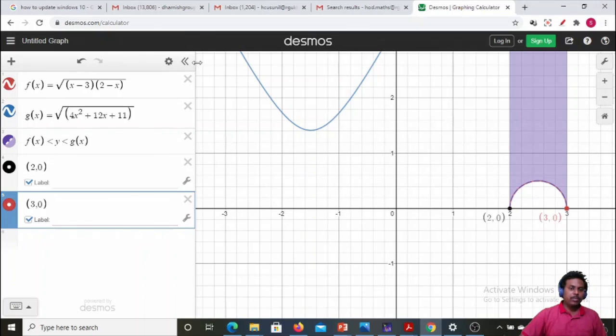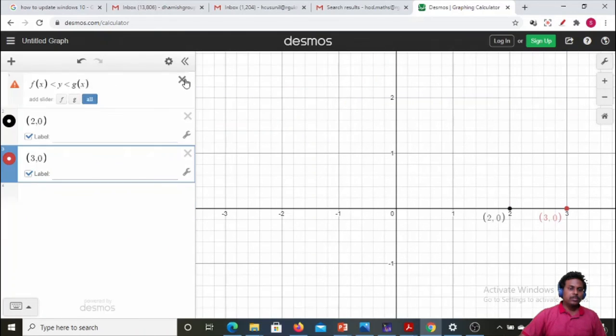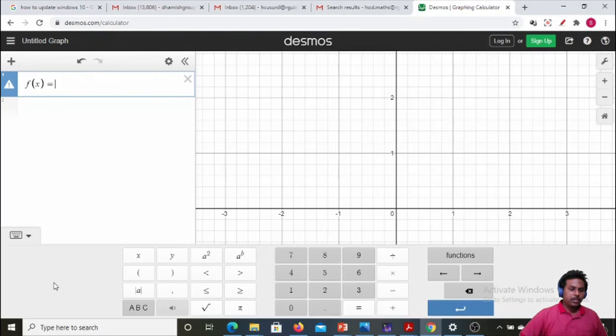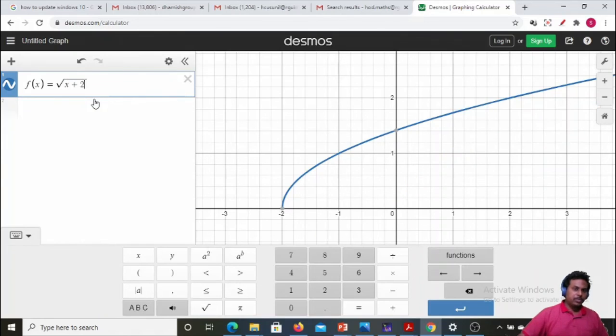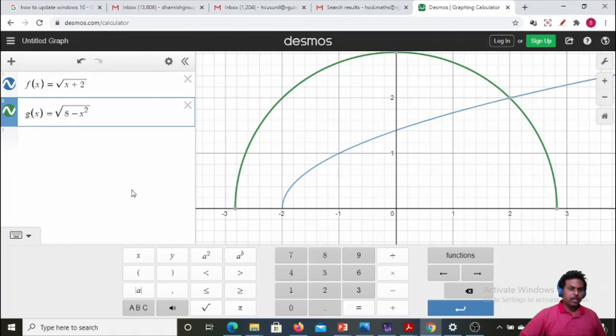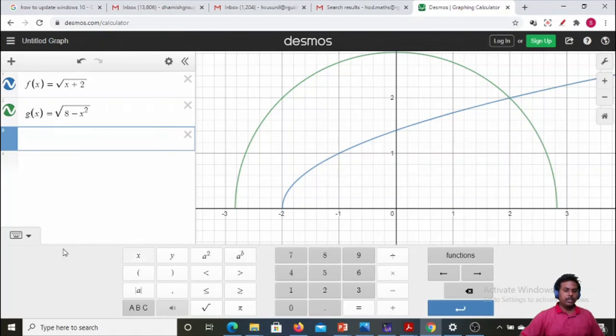Okay, let me give one more example. So f of x is equal to square root of x plus 2 actually. Square root of x plus 2 I can select here. So x plus 2 here. Okay. Now g of x is equal to under root 8 minus x square. Okay, this is how the graphs of these two functions look like.